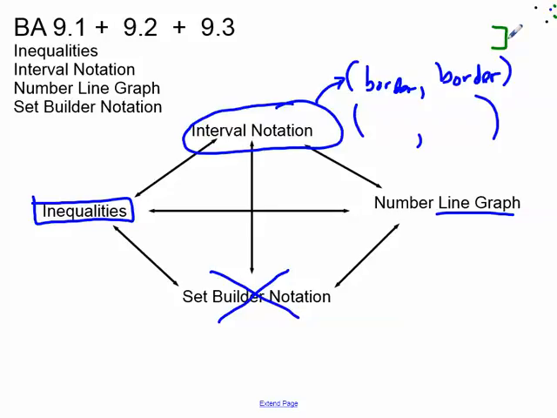Do we include the number on the border? If we do, it's a square bracket. Do we not include the number on the border? If not, then it's a round bracket. But we've always started with an inequality, and then the inequality was pretty much done.